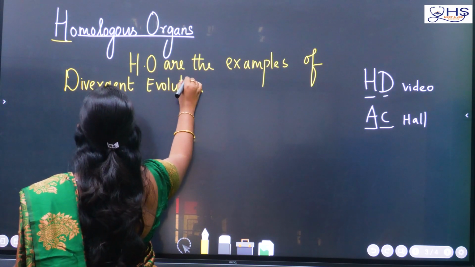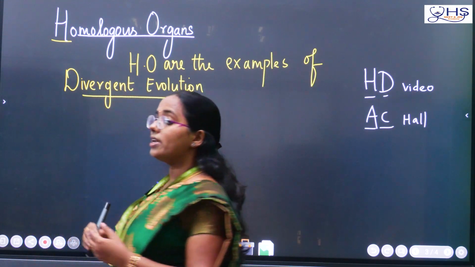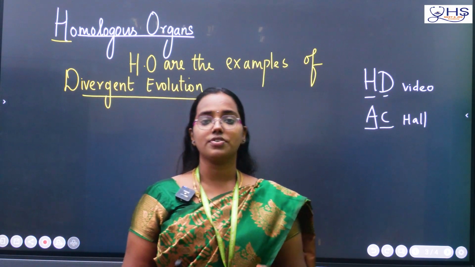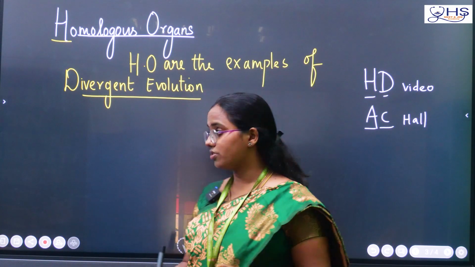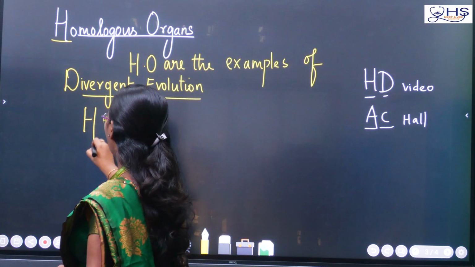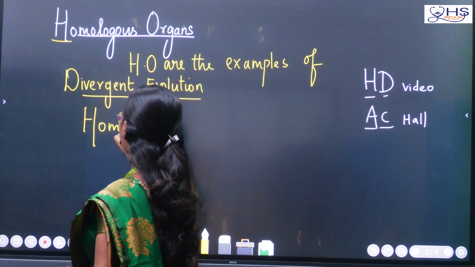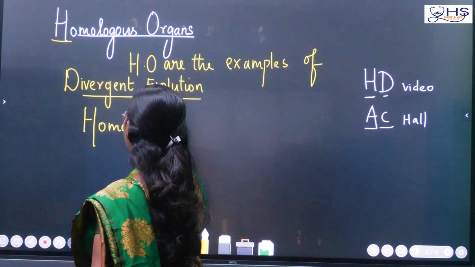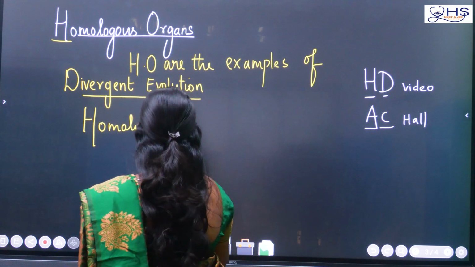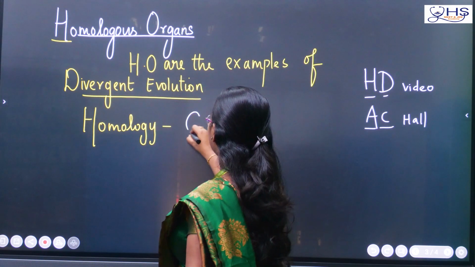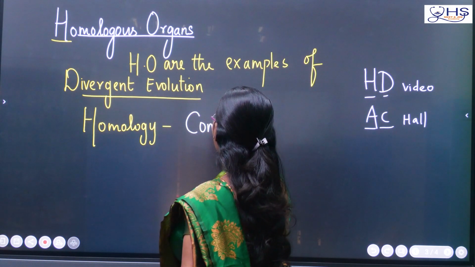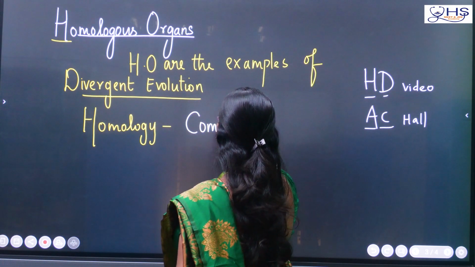What is divergent evolution? To understand what is divergent evolution, first we should know what is homology. Homology. The word homology indicates common ancestor. Common ancestor.